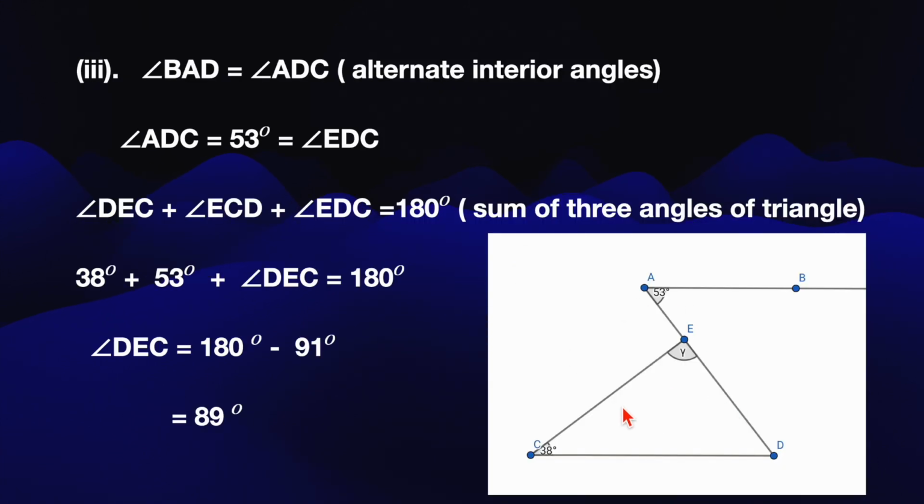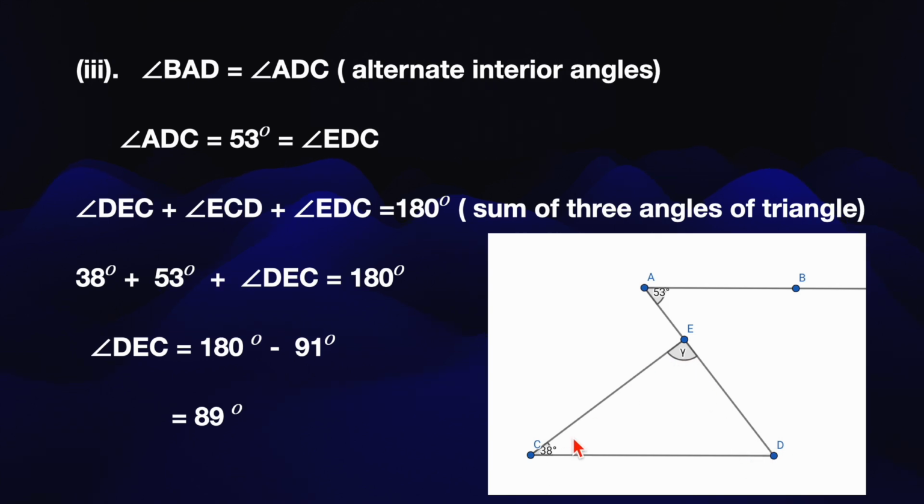Okay, this is the third figure. Here they have given these two parallel lines. This angle they have given 53 degrees. This angle is 38 degrees. They asked us to find y. Okay, so here these are parallel lines. This is the transversal. So these are alternate interior angles. They will be equal. So this angle is equal to angle D, that is 53 degrees.